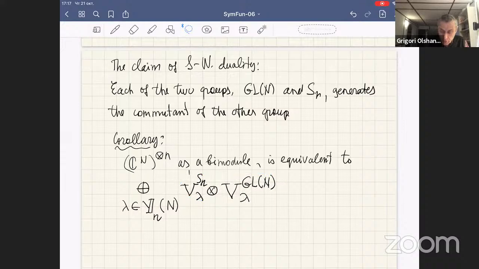Okay, so we assume here that we already know what this is: some irreducible polynomial representation of this group. And this is a certain representation for which we only know that it is some irreducible representation attached in a certain way to the same index. These irreducible representations attached to distinct indices lambda are pairwise inequivalent. This is a consequence of Schur-Weyl duality.